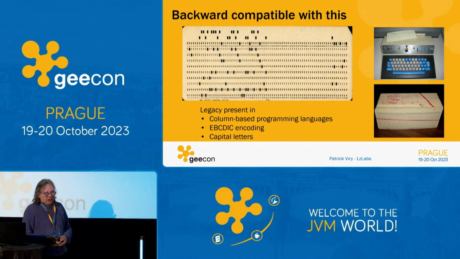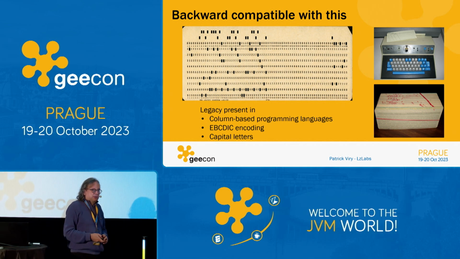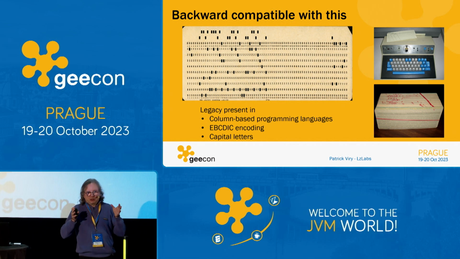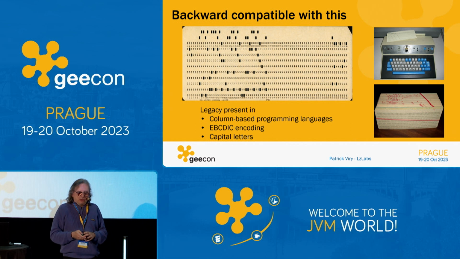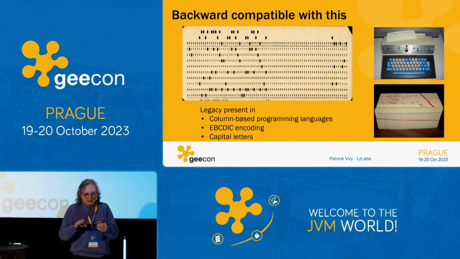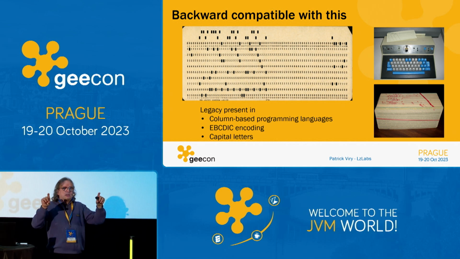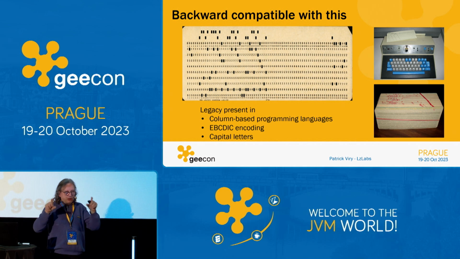It's also backward compatible with this. This is a punch card. This is the very early way of entering data in a computer. On the right side, you see a typewriter where whenever you type a card, it punches holes into that card. 1 card is 1 line of code or 1 record in a file. So 1 program is a stack of cards, like you see on the bottom right.